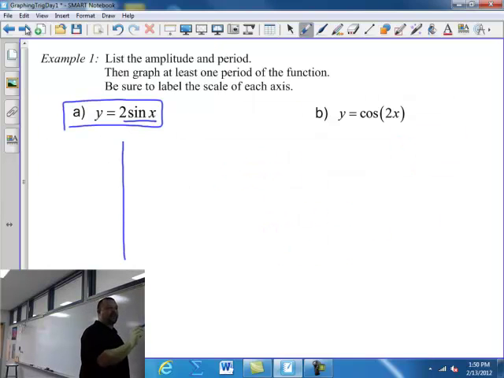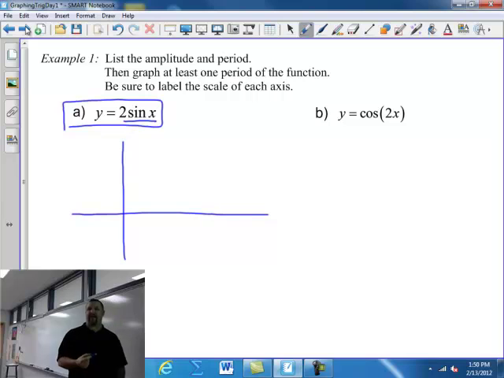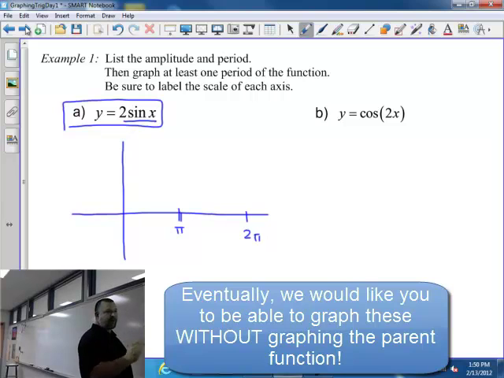So what I'm going to do first is graph those 5 points so you can see how this differs from the parent function. I'm going to go all the way to 2 pi. That was my period. Then I'm going to break it in half. That's 1 pi. And half of 2 is 1. Then I'm going to break each half in half again. That's pi over 2. This is pi over 2.